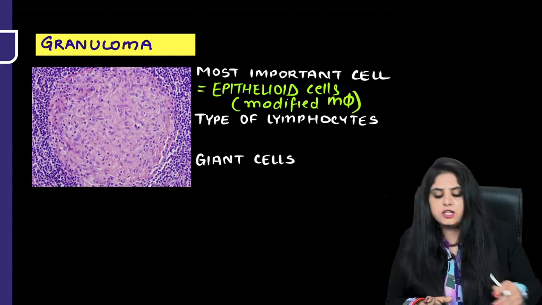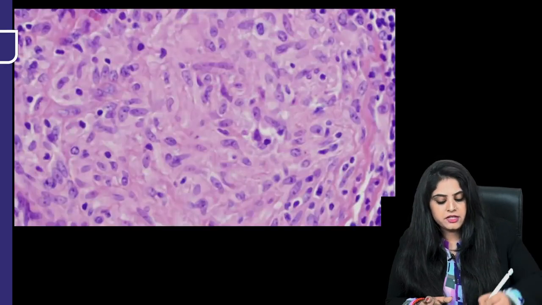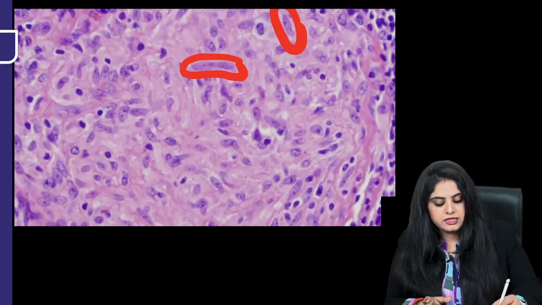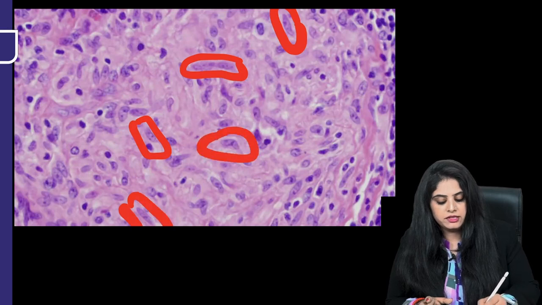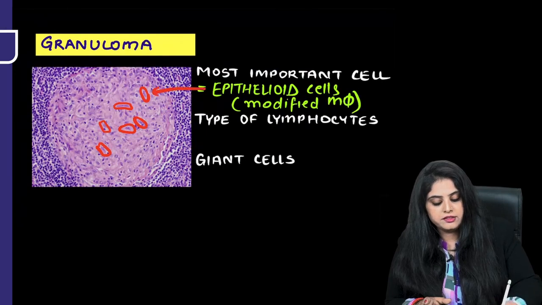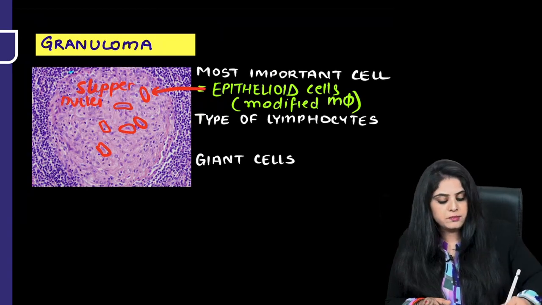So what is the modification in it? If I zoom in, the modification is that it has become elongated like a slipper. It is nothing but a slipper shaped cell. All these long cells are epithelioid cells. Sorted? All these long cells, they are slipper nuclei. Slipper nuclei, very important. Apart from that, can you all notice the peripheries, guys?